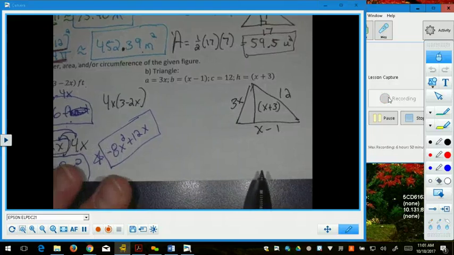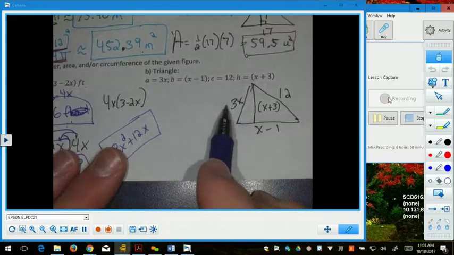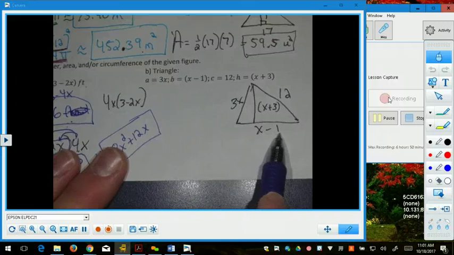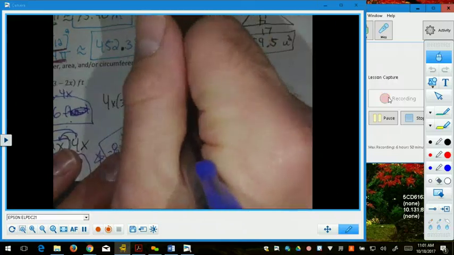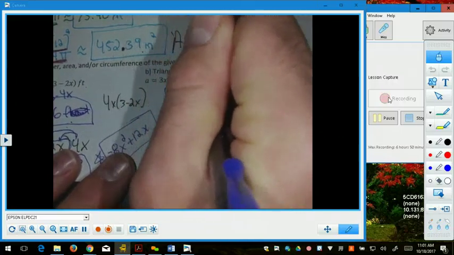Well, the perimeter is not hard, right? Go around and add up the sides. 3x and x, that's 4x. Negative 1 and 12 is 11. So 4x plus 11.